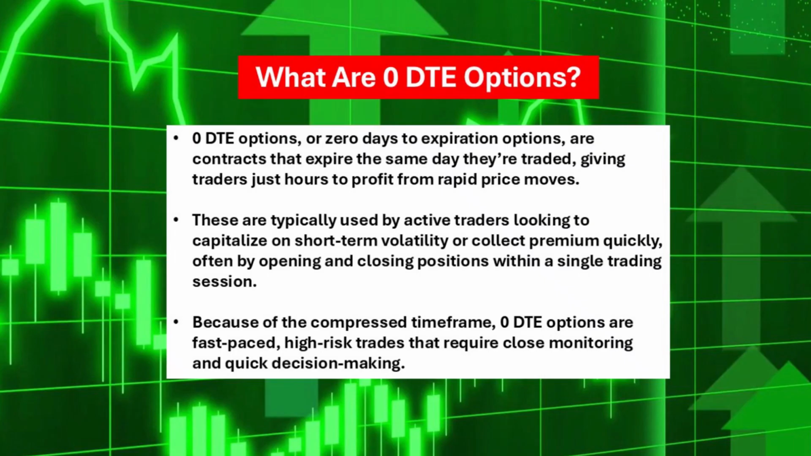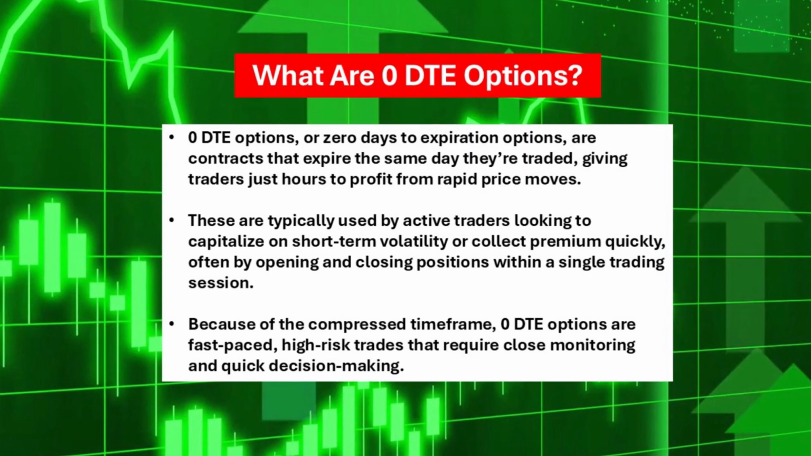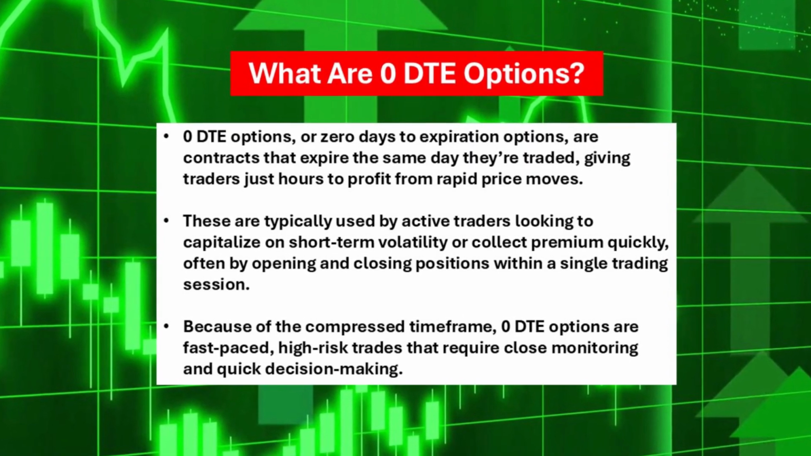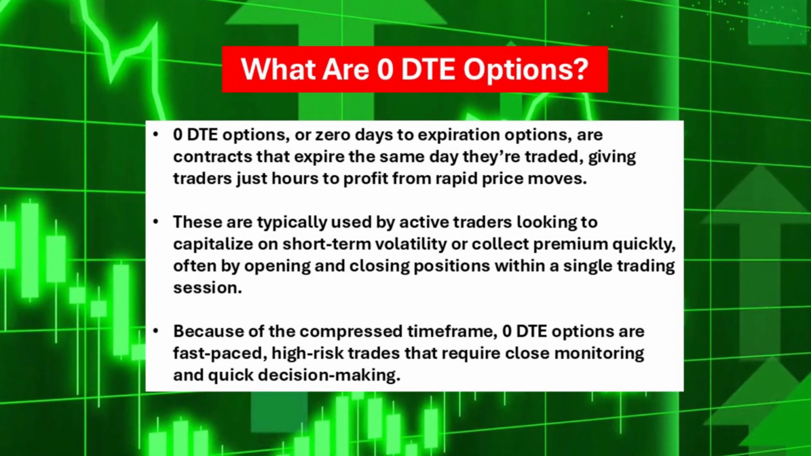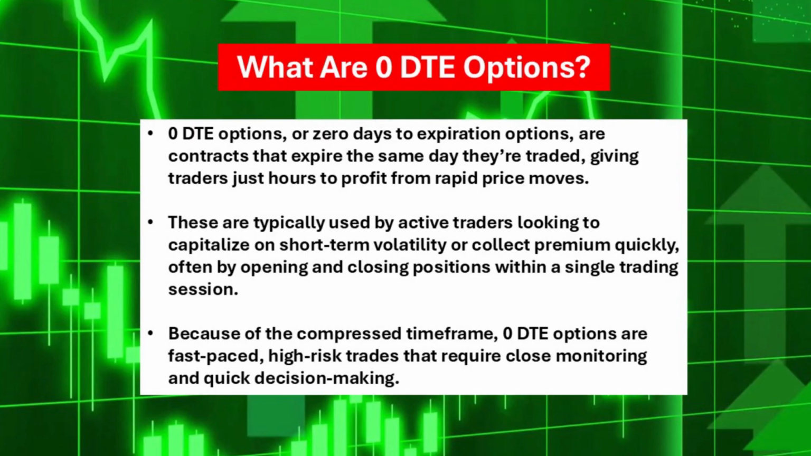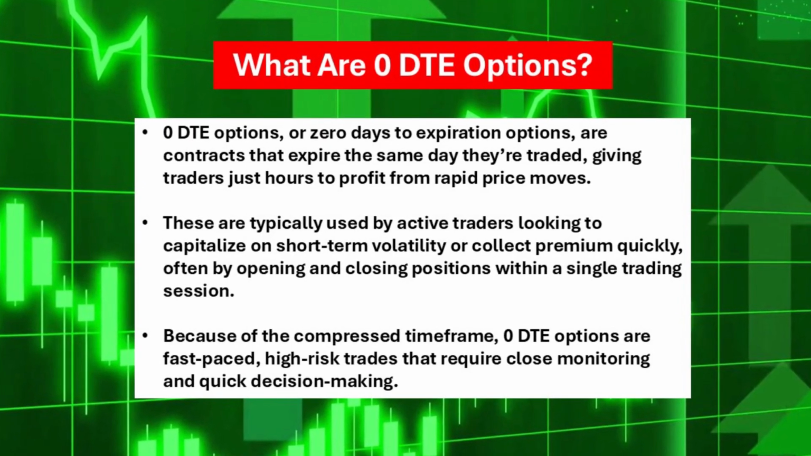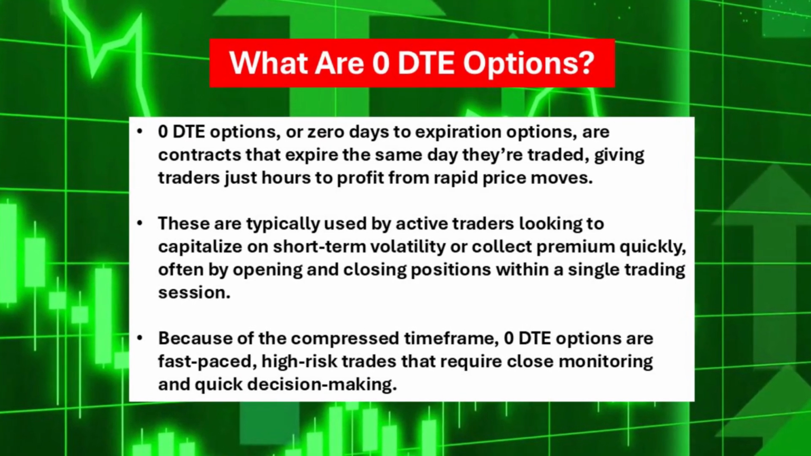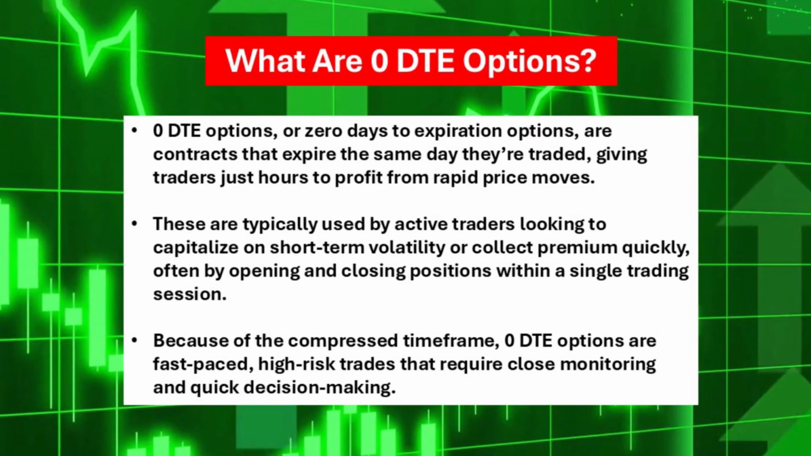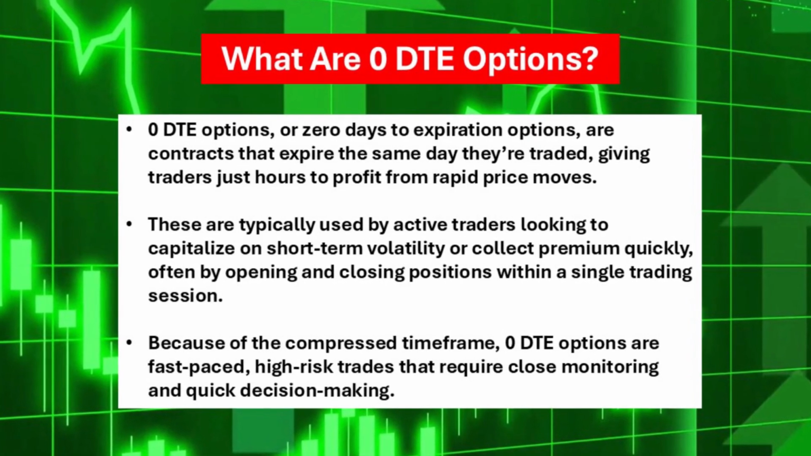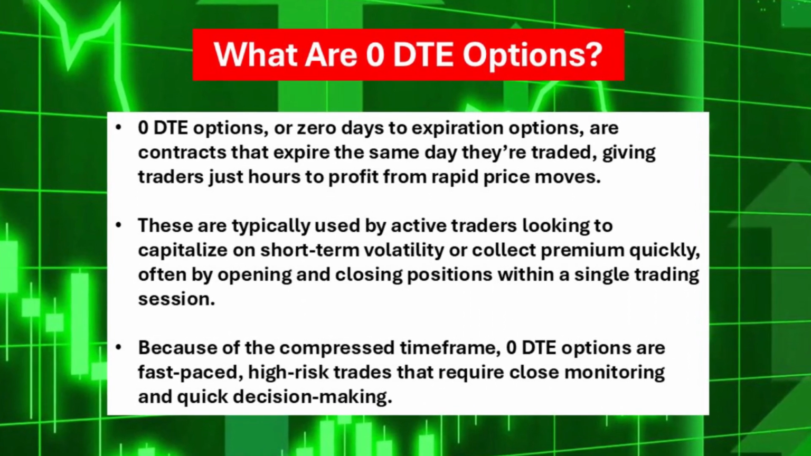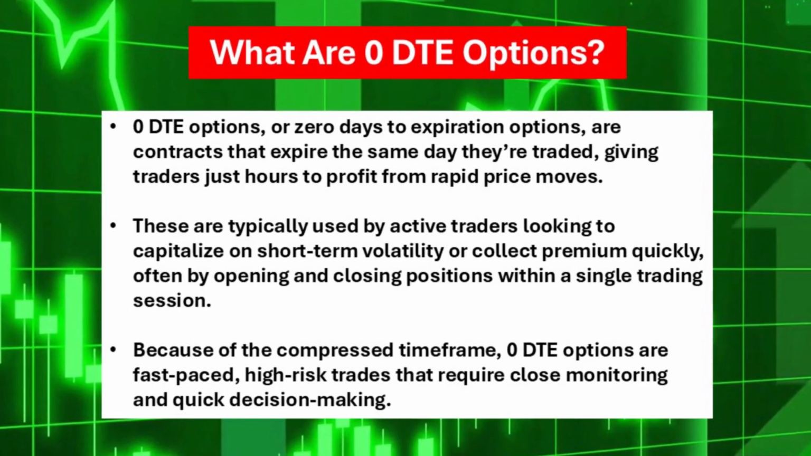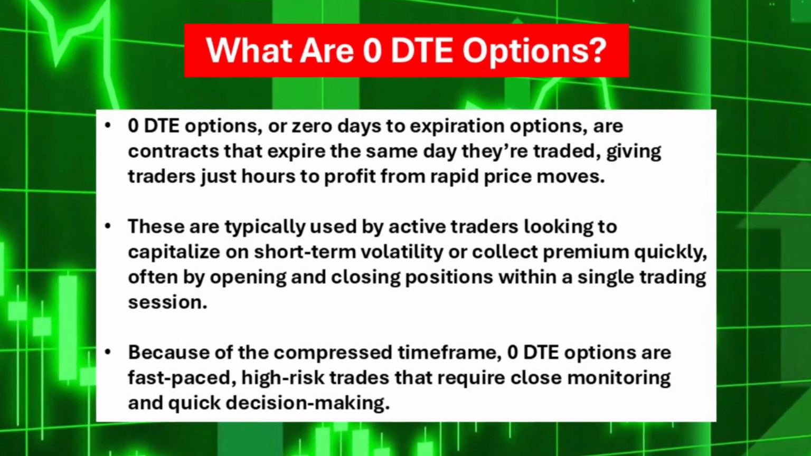Okay, what are zero DTE options? Zero DTE options, or 0 days to expiration options, are contracts that expire the same day they're traded, giving traders just hours to profit from rapid price moves. These are typically used by active traders looking to capitalize on short-term volatility or collect premium quickly, often by opening and closing positions within a single trading session. Because of the compressed time frame, zero DTE options are fast-paced, high-risk trades that require close monitoring and quick decision-making.